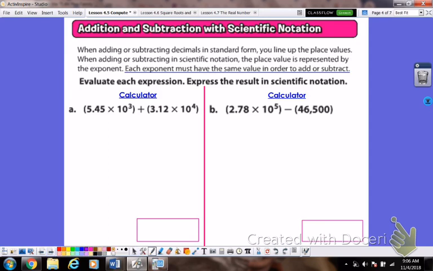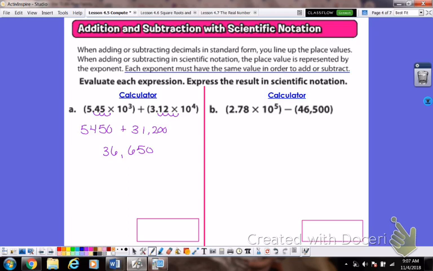So, you could change both of these to standard form, since they're not the same exponent. So we would have 5,450 if we move this 1, 2, 3 times, plus 31,200 if we move this 1, 2, 3, 4 times for 10 to the 4th. Add those together, we would get 36,650.